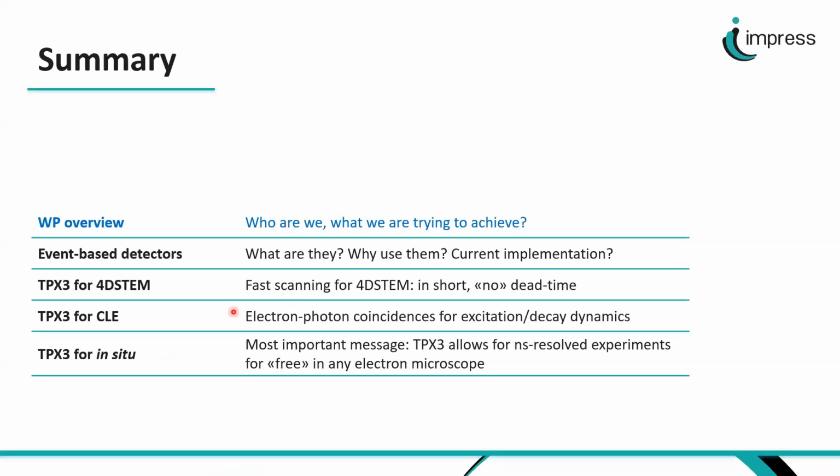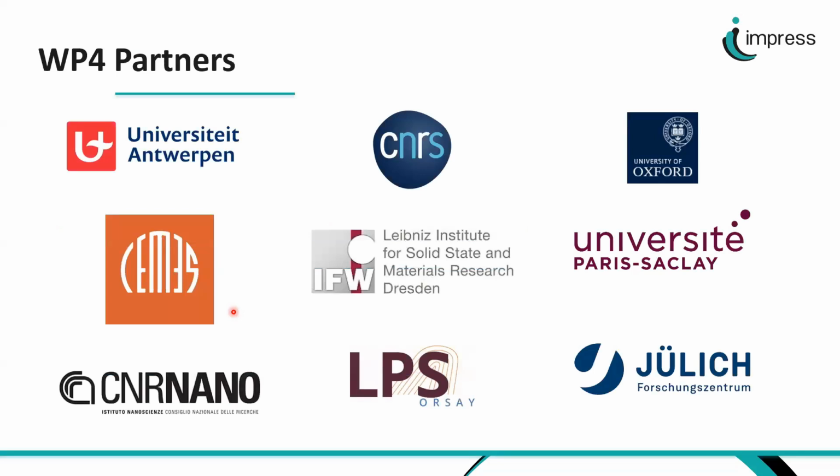All right, so first I'll give a small overview of the work package, and briefly say who we are and what we're trying to achieve. Then most of the talk will be focused on what event-based detectors are and what they can be used for: electron imaging through electron diffraction, and also different sorts of spectroscopy experiments inside the electron microscope. I won't describe all the partners. We are quite numerous, but I just put them on the slide so you can know who is working on these experiments within INPRESS.